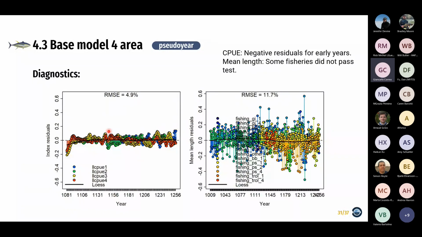And again, we run some diagnostics for these runs. We didn't find weird patterns for the residuals for the index, except for the early years. And I think that what is causing these negative residuals is the recruitment estimates that we are assuming, and also the residual for the mean length of each fishery.